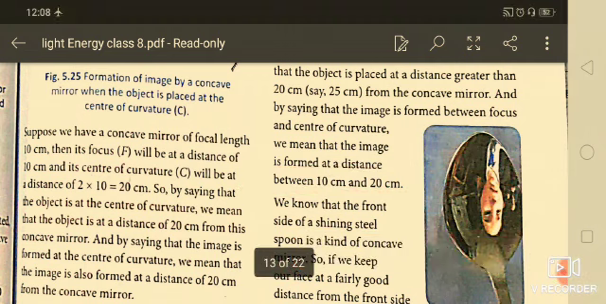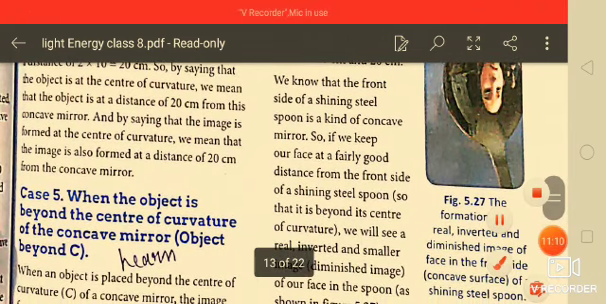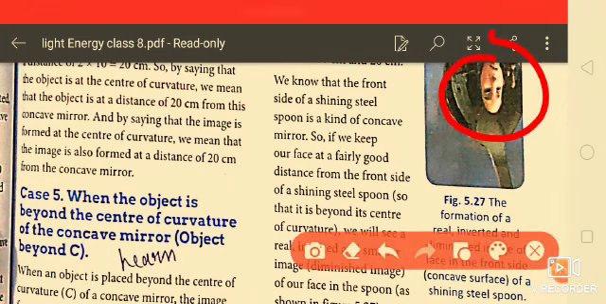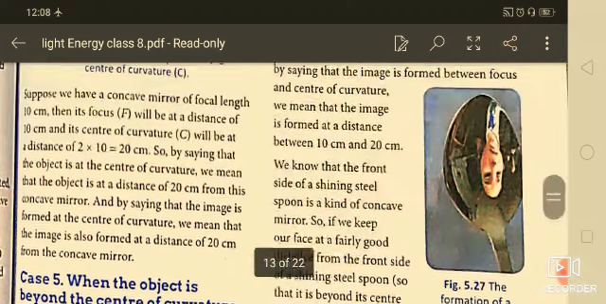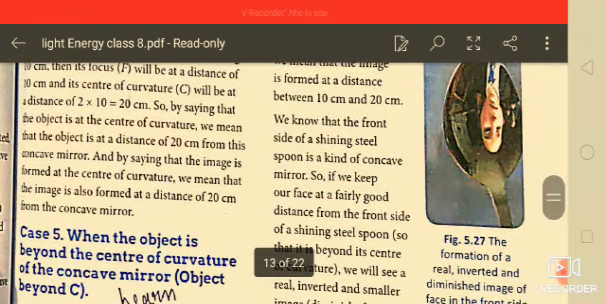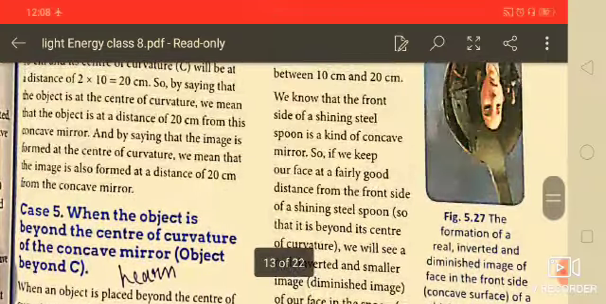We know that the front side of a shining steel spoon, you have seen, is a kind of concave mirror. It is very important. This one is the concave mirror. So the spoon, that is the concave mirror. Now that acts as the concave mirror. It is very important, you will learn it.